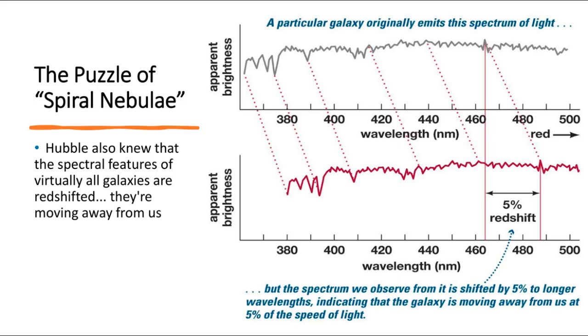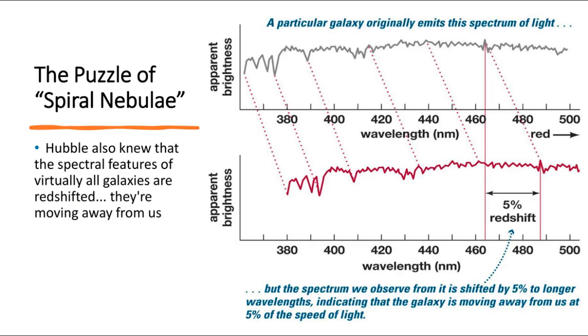So not only did he show that these spiral nebulae were separate galaxies far away from us, but he measured the velocity of these galaxies. So if you take the spectrum of a galaxy, you might get something that looks like the top image. But when he measured the spectrum of these faraway galaxies, he was seeing that everything was slightly redshifted, meaning that everything was moving away from us.